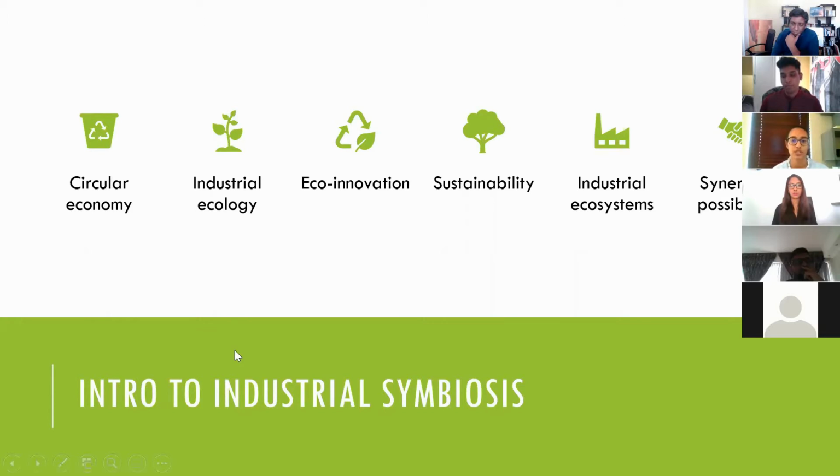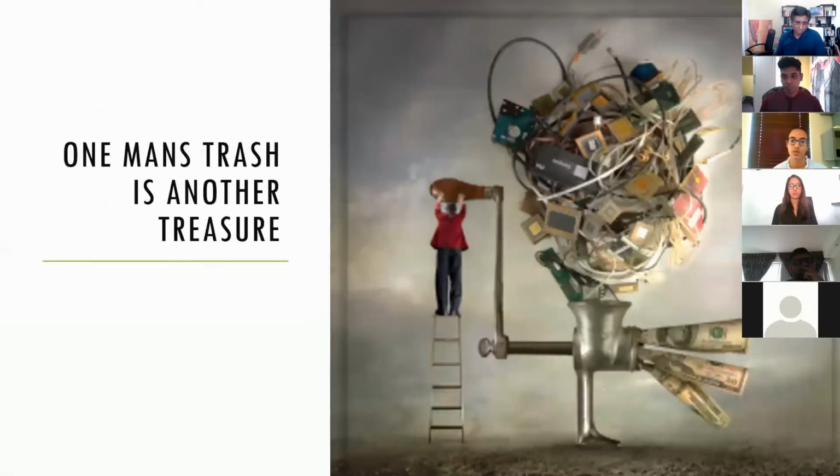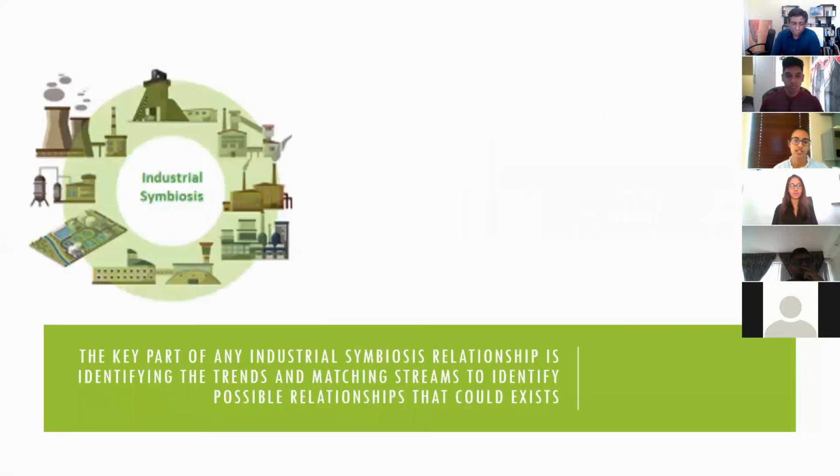So industrial symbiosis is really the framework to allow companies to match their feed and waste streams in the most optimal way possible. It's really about using the feed and waste streams in the most efficient way. It comes down to one man's trash being another man's treasure, and using that in the best way that we can. So the key part of any industrial symbiosis relationship is identifying the trends and matching streams to identify possible relationships that could exist.